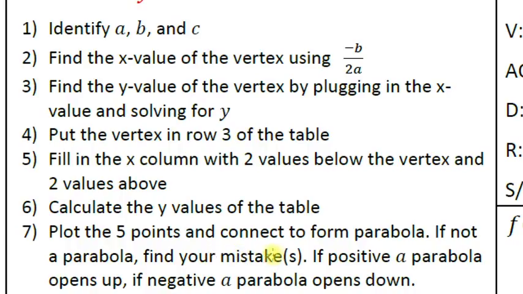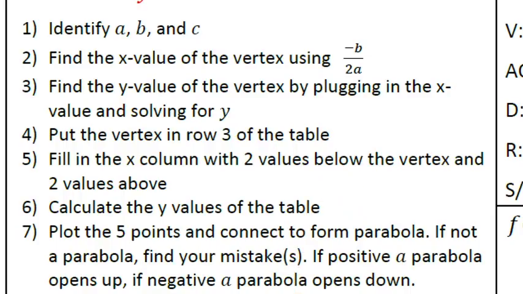Find your mistakes. And the last thing is, remember, if the a value you found is positive, your parabola better be opening up. And if the a value is negative, your parabola better be opening down. If you get a positive value for a and your parabola is upside down, you've made a mistake. And the same thing if a is negative. If a is negative, your parabola should definitely be opening down.